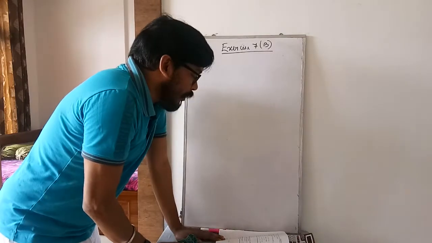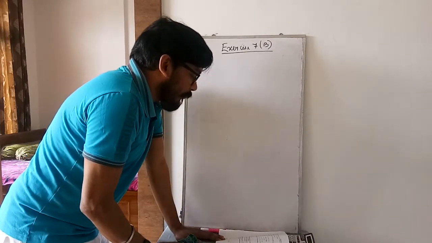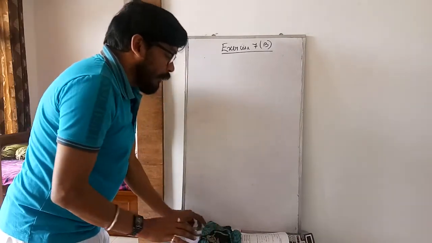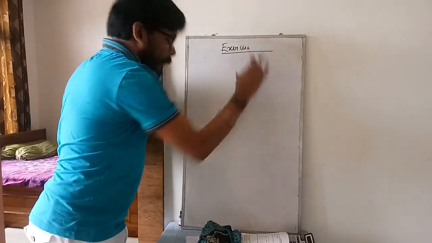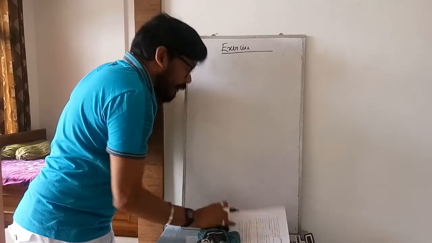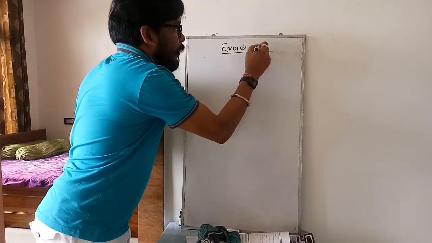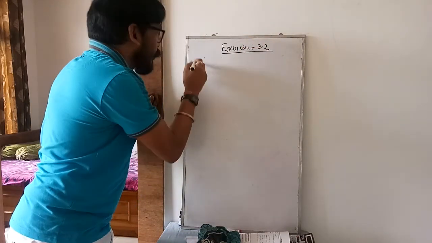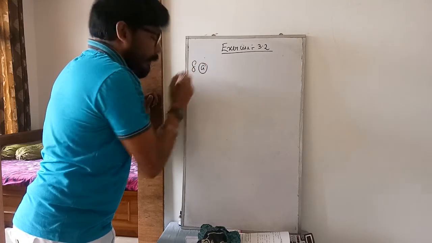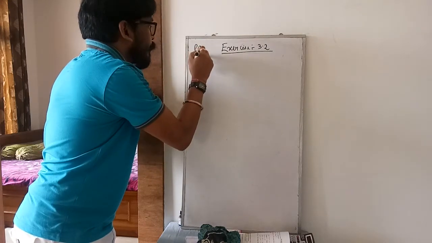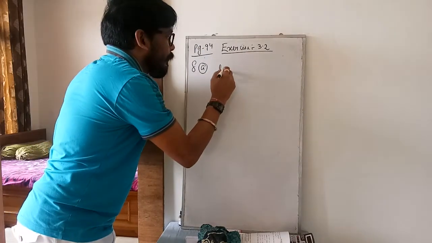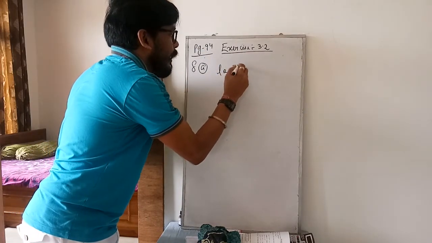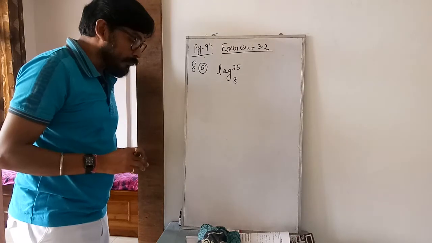Now we will go for question number 8a. Find the value of log 25 base 8. So this is exercise 3.2, exercise 3.2, question number 8a. I am mentioning the page also. Page is your 94. So I have to find out the value of log 25 base 8.